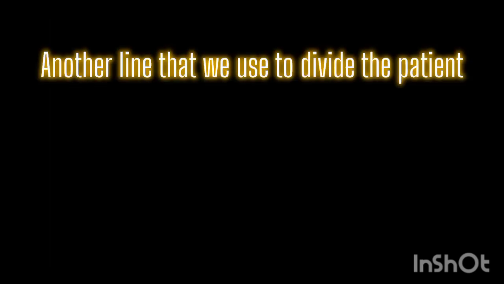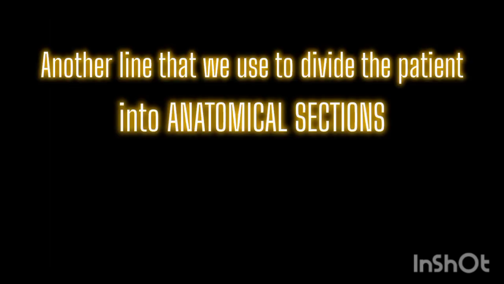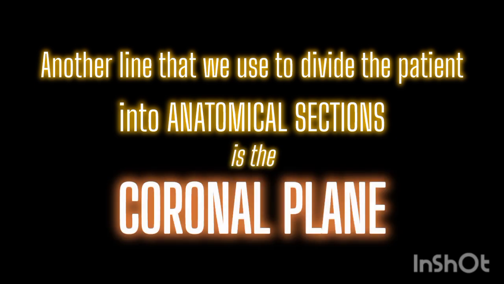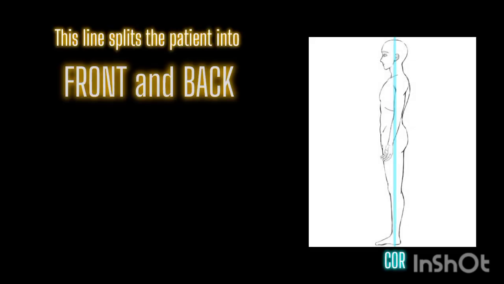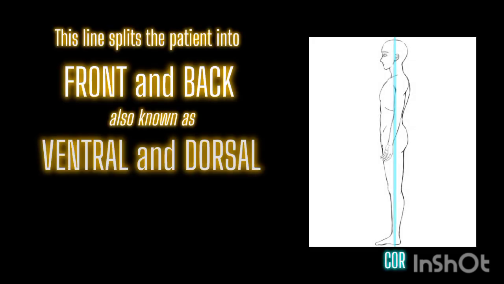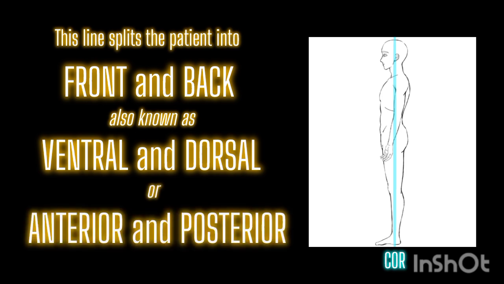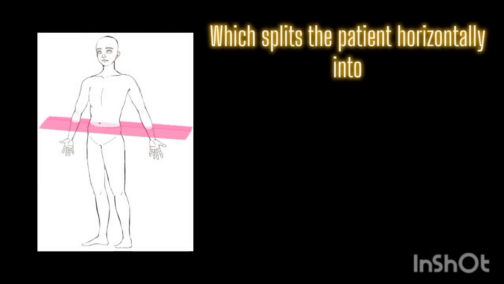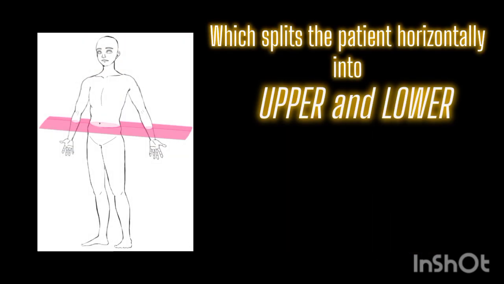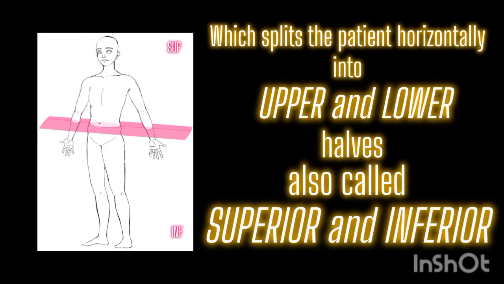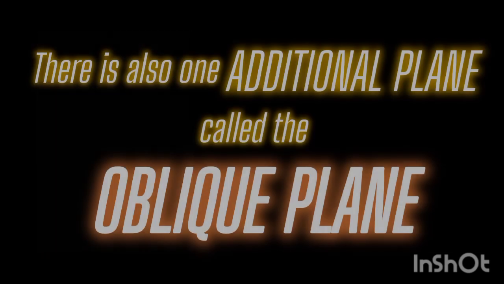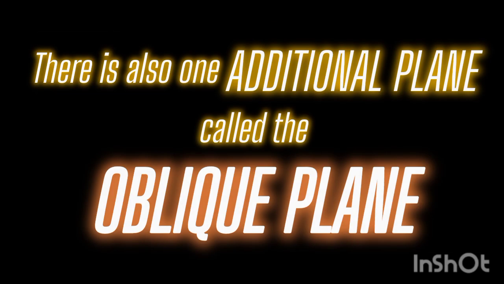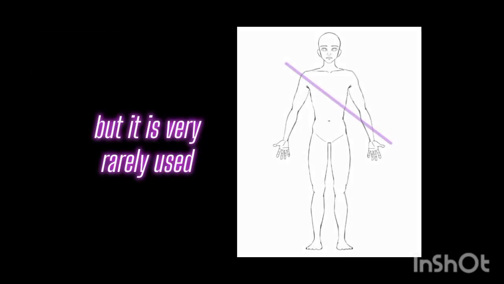Another line that we use to divide the patient into anatomical sections is the coronal plane. This line splits the patient into front and back, also known as ventral and dorsal, or anterior and posterior. The last line is known as the transverse or axial plane, which splits the patient horizontally into upper and lower halves, also called superior and inferior. There is also one additional plane called the oblique plane, but it is very rarely used.